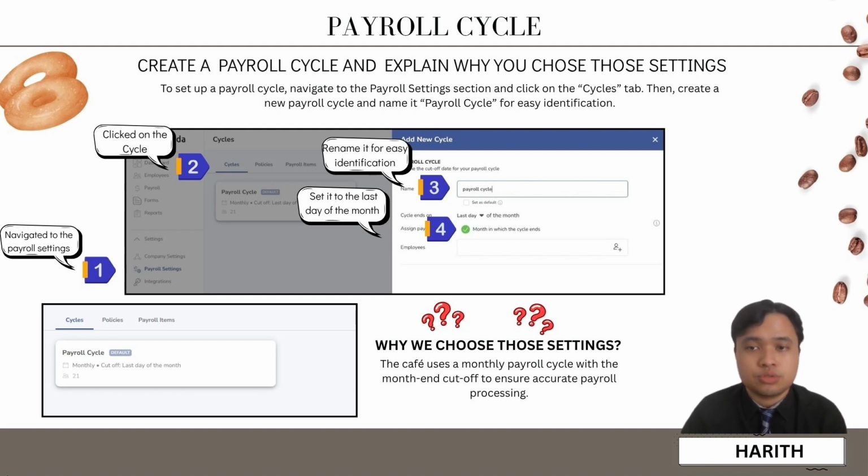The reason we chose those settings is that a monthly payroll cycle with the last day of the month as the cutoff was chosen to ensure all attendance, overtime, leave, and allowances are included before payroll is processed accurately and consistently.